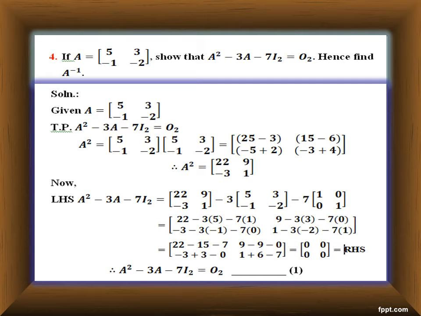Now we need to get the left hand side value. Substitute the values of A square, A, and I2 matrices in the place, so that we are getting A square minus 3A minus 7 I2. Substitute in the places and simplify each element by normal addition and subtraction, so that you are getting all the values 0 in the simplification. Thus we are getting a 0 matrix of order 2, so that it is proved A square minus 3A minus 7 I2 equals O2.